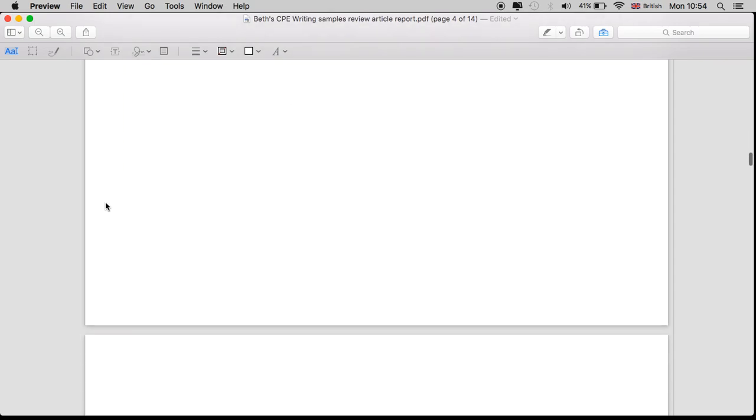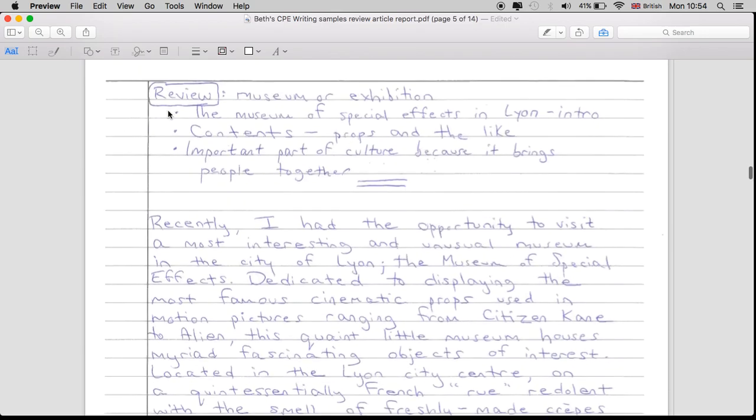All right, so what did I choose to write about? Well, again, I made a little bullet point plan for myself. And I did this one in the autumn, and in the summer vacation and the summer holiday, I had visited the city of Lyon in France, and I actually went to a really interesting museum exhibition. So that's why I chose to write about this. The first bullet point I'd like to deal with is introducing the museum. It's a museum of special effects. This is my intro. Then the content of my review, I'll write about the props and what was in the museum. And then the third part, I'll write about why this is an important part of culture, because it brings people together. All right.